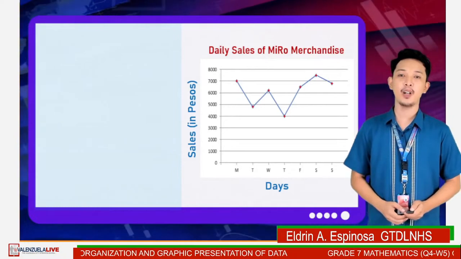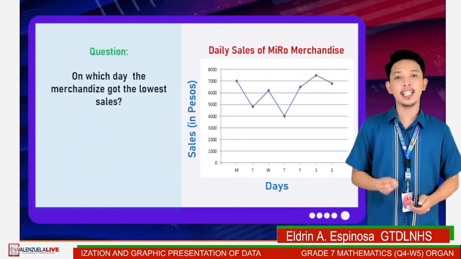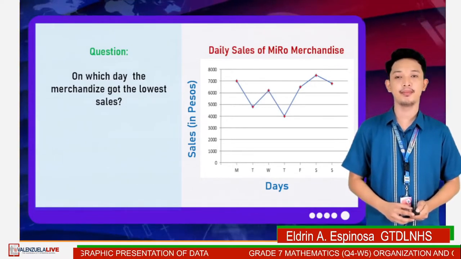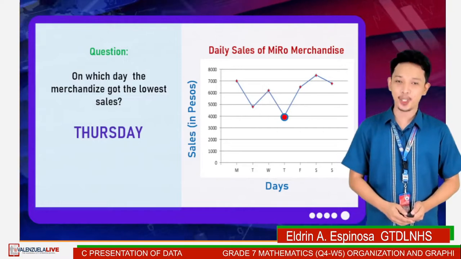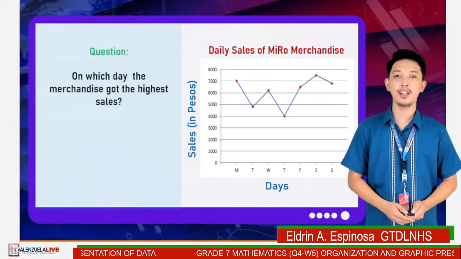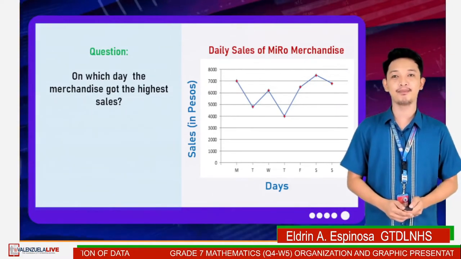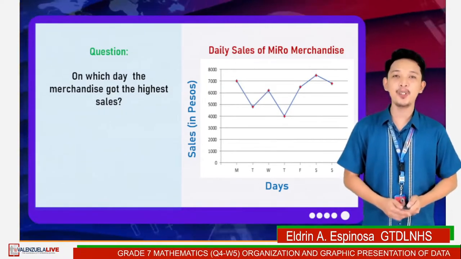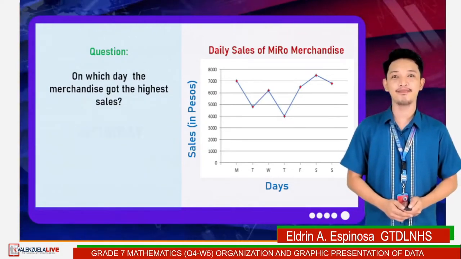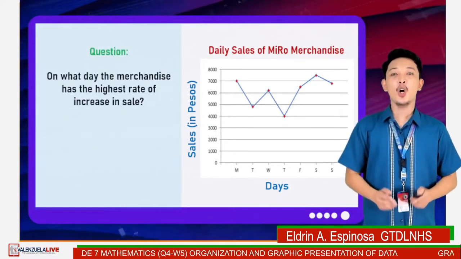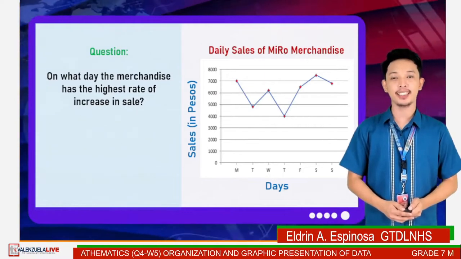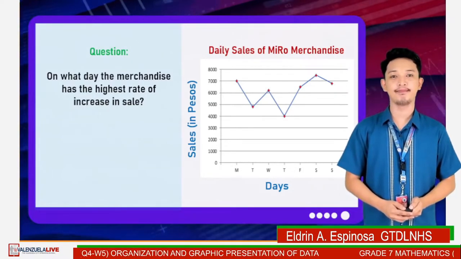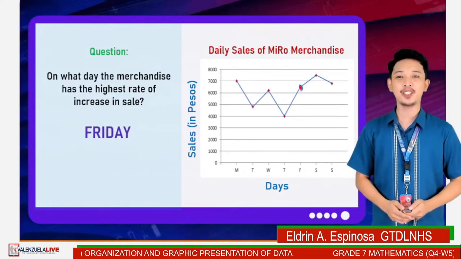Next, on which day the merchandise got the lowest sales? 5 seconds, go! Very good! Thursday is the correct answer. Next, on which day the merchandise got the highest sale? 5 seconds, go! Alright! The correct answer is Saturday. Lastly, on what day the merchandise has the highest rate of increase in sale? 5 seconds, go! That's really nice! The correct answer is Friday.